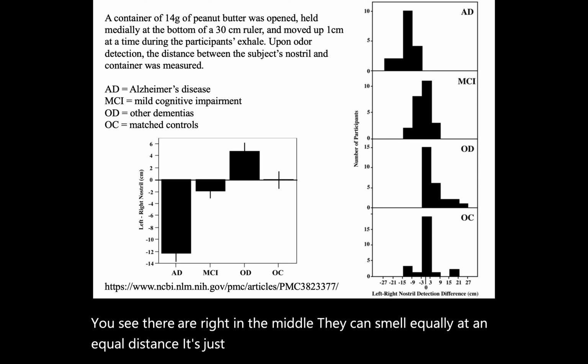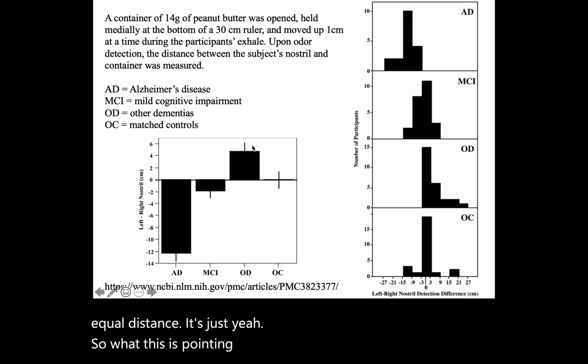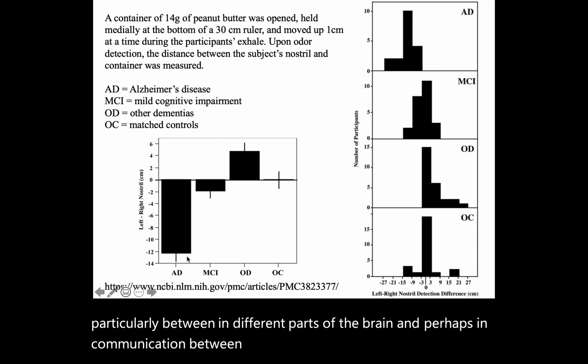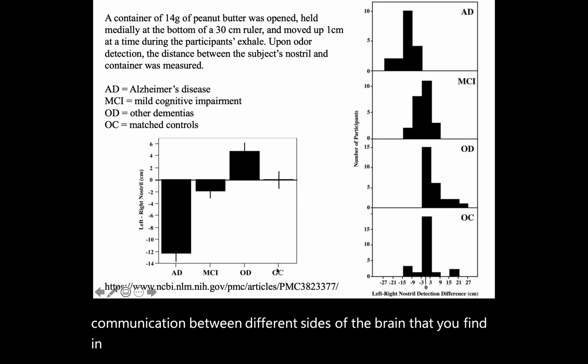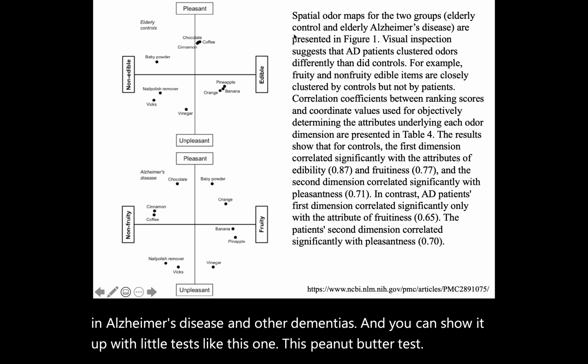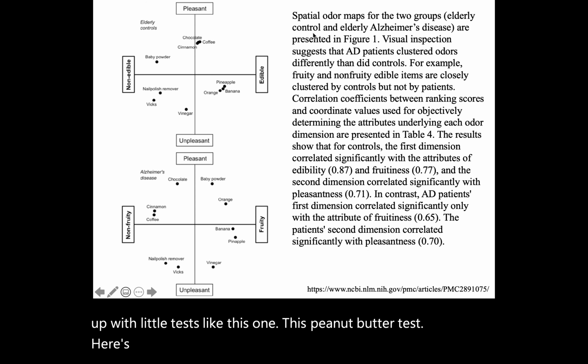And so what this is pointing out, I think, is that there's actual damage in different parts of the brain, and perhaps in communication between different sides of the brain, that you find in Alzheimer's disease and other dementias. And you can show it up with little tests like this peanut butter test. Here's another bad one. So this is an odor map.